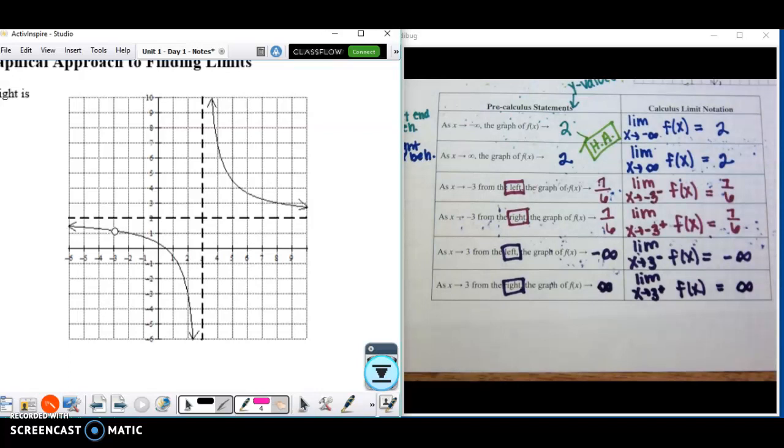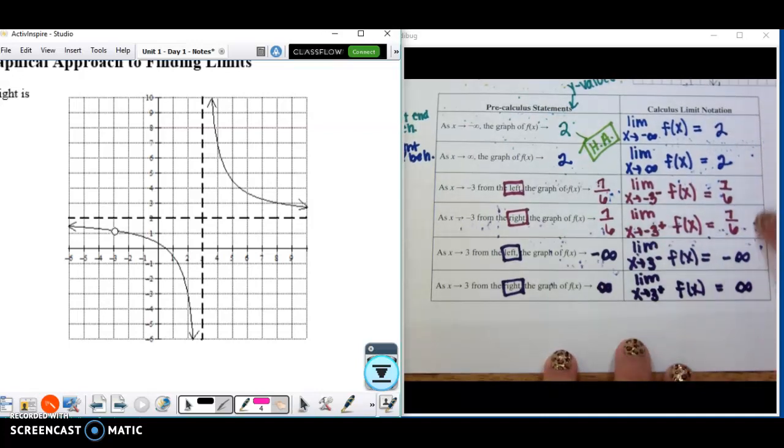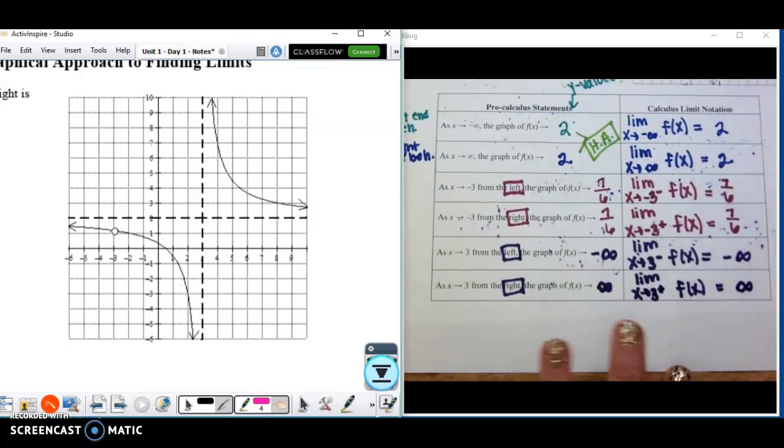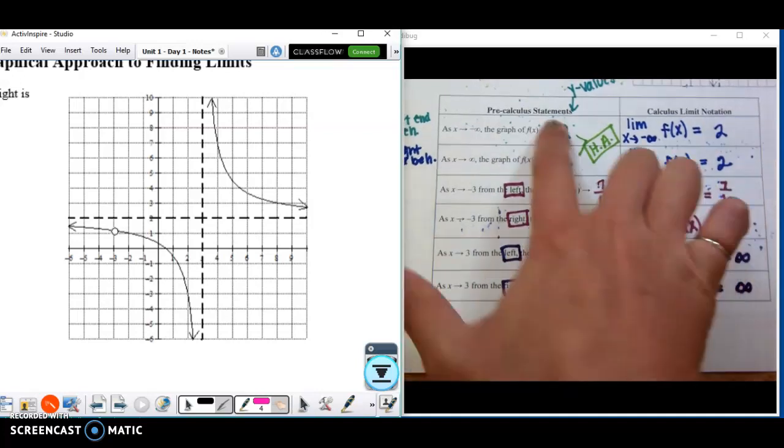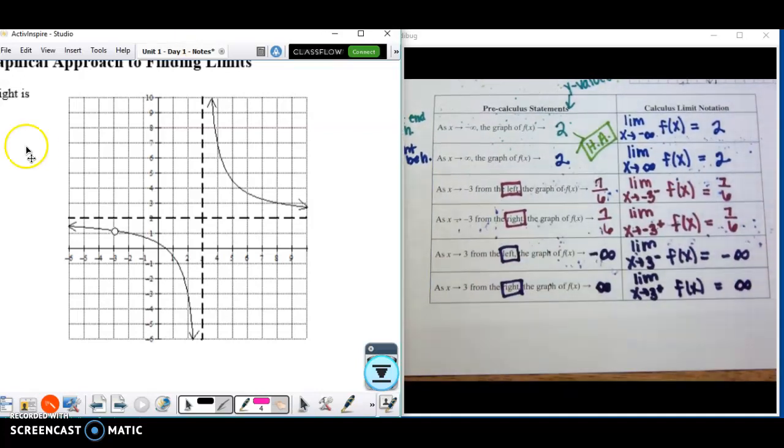Okay, so we're going to look at lots more examples with graphs, but this is just kind of an overview, and we will be writing them all with this calculus limit notation. This is how the limits will be written. This is just kind of in words, but this is how we'll be seeing it with this calculus notation.